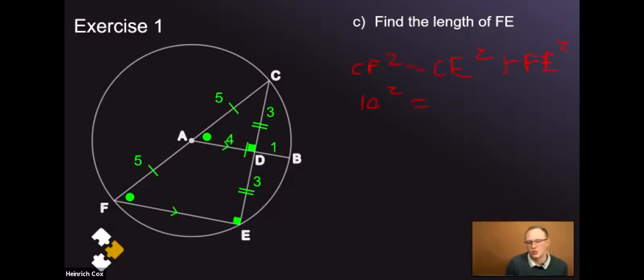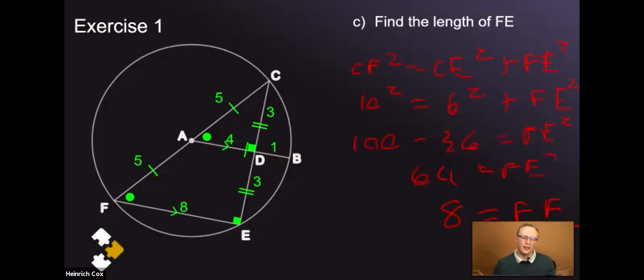CE is 6 units, so 6 squared plus FE squared. And then if you compute all of this, you get 100 minus 36 is equal to FE squared, which means that 64 is equal to FE squared, and the square root of 64 is 8. And so FE is 8 units, and we have answered all the questions. At the end of the day, we've got that beautiful diagram with all that information on it. So that was the first exercise.